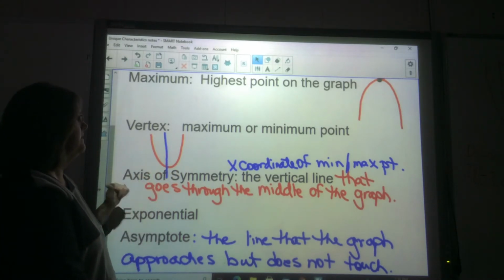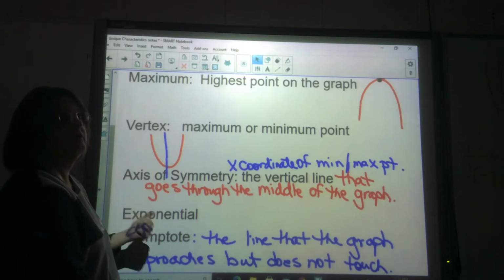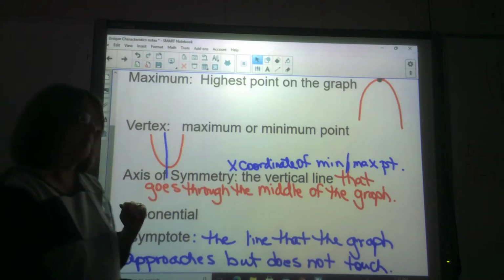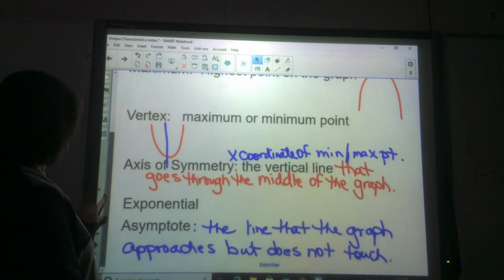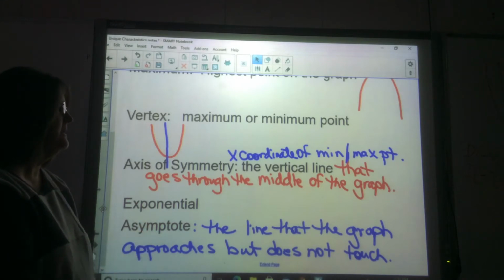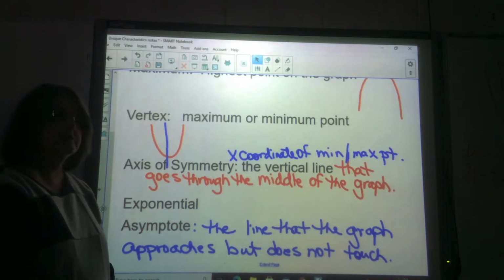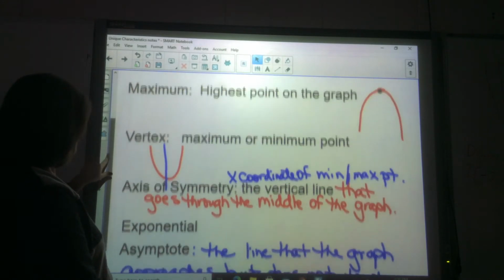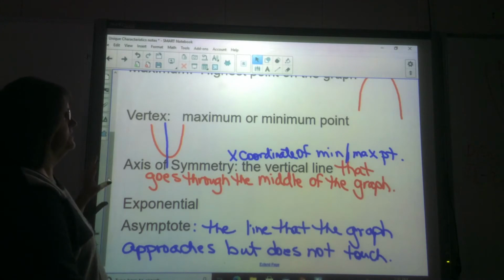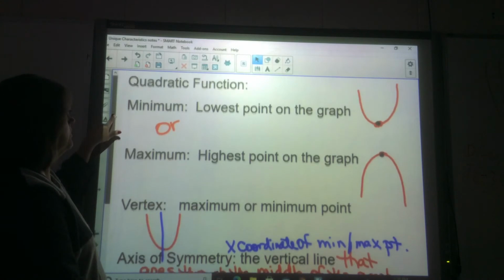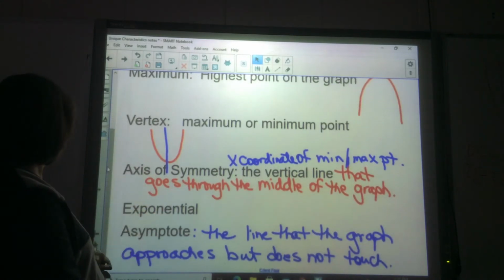And the axis of symmetry is the x-coordinate of the minimum or maximum, written as an equation. And it is the vertical line that goes through the middle of the graph. And then an exponential function has an asymptote. And it is the line that the graph approaches but does not touch. So these are our four unique characteristics. Three of them are unique to the quadratic function, and one is unique to the exponential function.